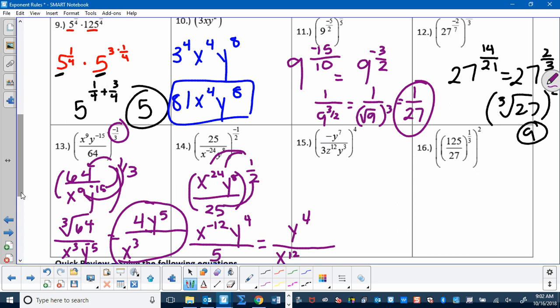Where does that 5 go? It's still on the bottom, but where do you want to put it if you want it to look correct? Yeah, in the front. We don't put x to the 12 and then that coefficient should stay.